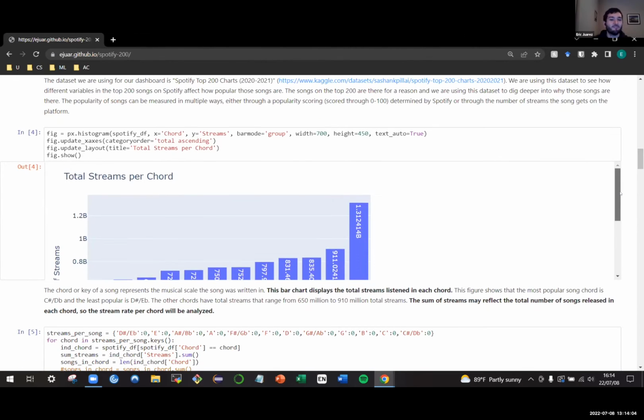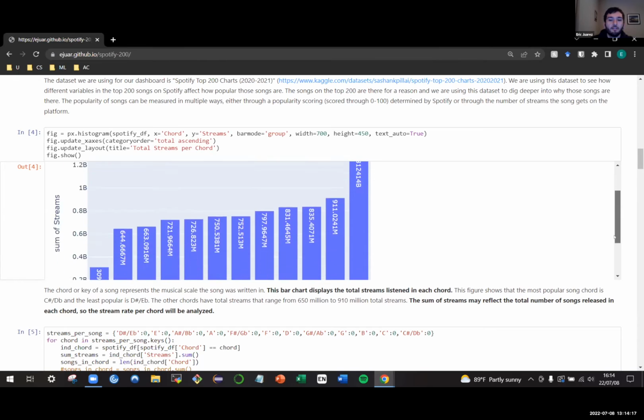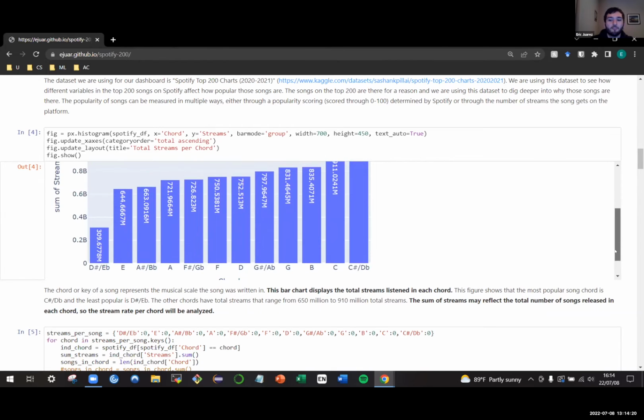This figure here was made by another student that had to leave early, so I'll be presenting it. The chord or key of a song represents the musical scale the song was written in. This bar chart displays the total streams listed in each chord. This figure shows that the most popular chord is C sharp/D flat, and the least popular is D sharp/E flat. The other chords have total streams that range from 650 million to 910 million. The sum of the streams may reflect the total number of songs released in each chord, so the stream rate per chord will be analyzed.